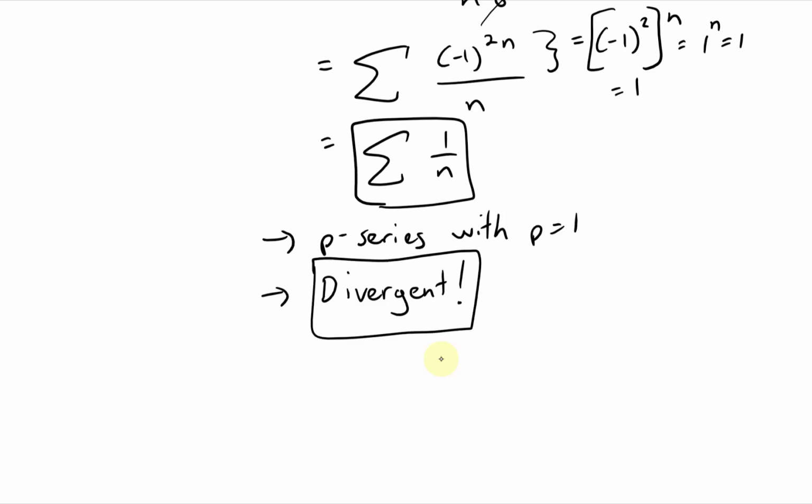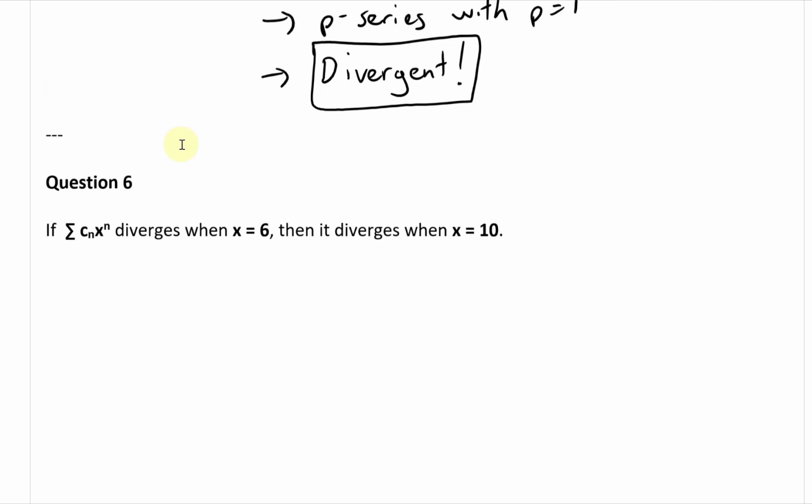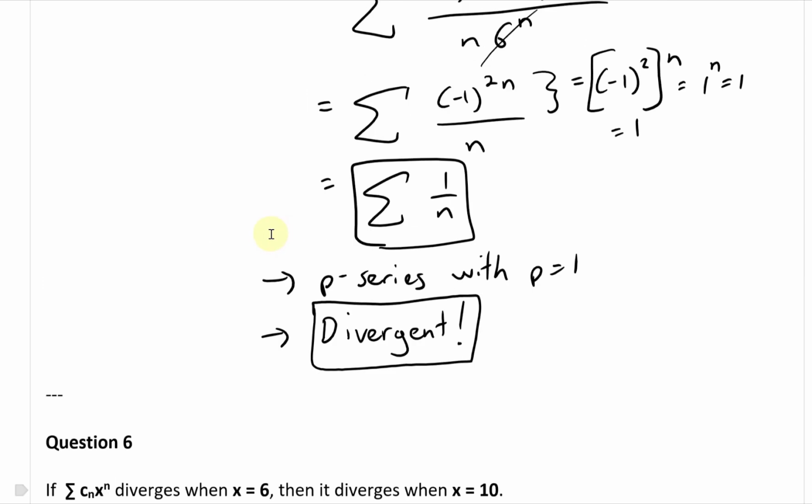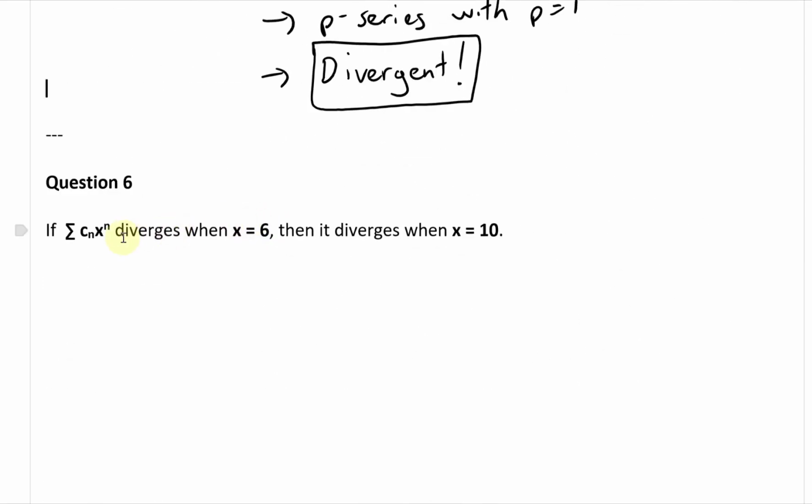So box that out. Alright, so now let's continue further. Now look at question 6. This is looking at the same series of questions there, that Cn 6 to the power of n. Question 6: if the series summation Cn times x to the power of n diverges when x equals 6, then it diverges when x equals 10. So now we're looking at divergence as opposed to convergence.